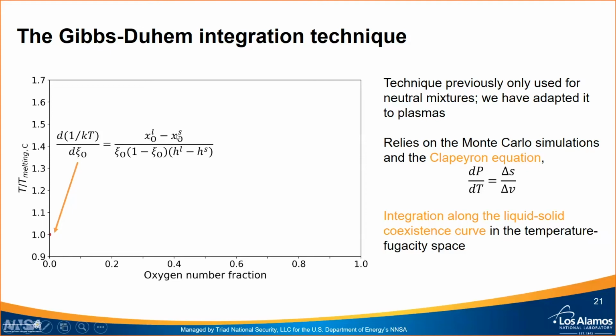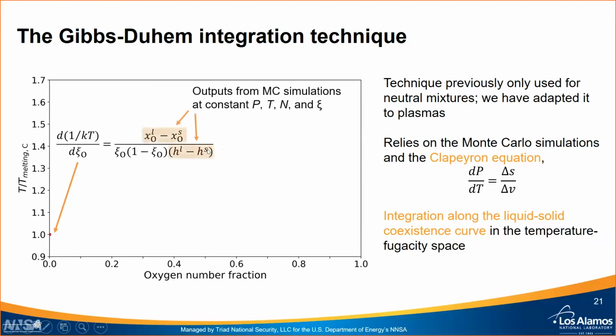So in order to do that, we need to evaluate those terms. So we need to know what is the fraction of oxygen ions in the liquid and solid phases for this given fugacity fraction and this given temperature and for a given pressure, because the whole phase diagram is computed at a fixed pressure. And we also need to know the molar enthalpies of the liquid and solid.